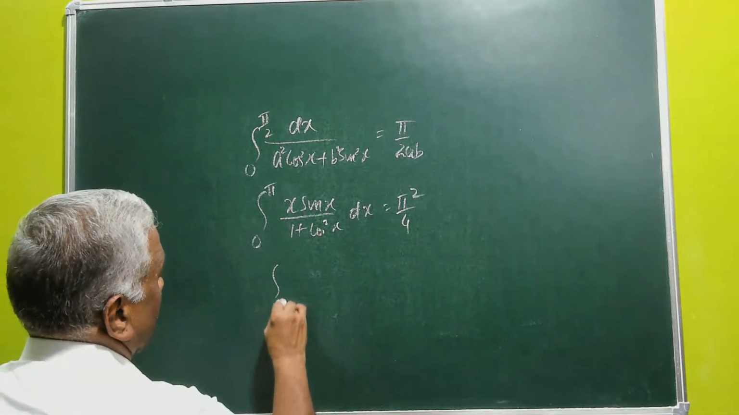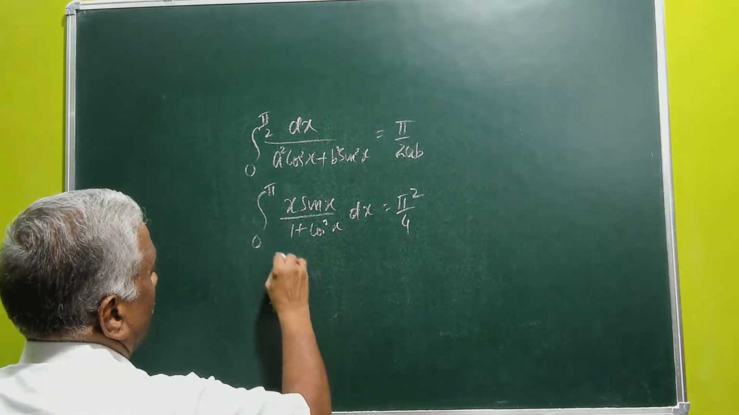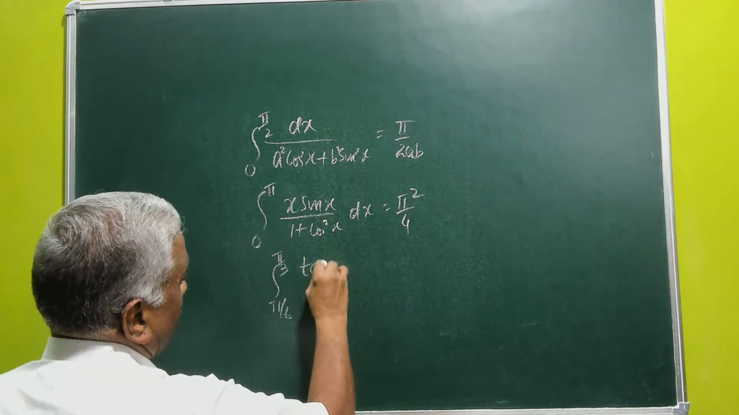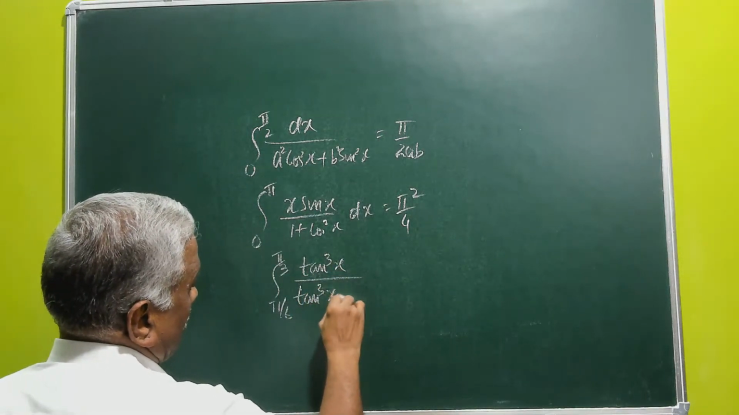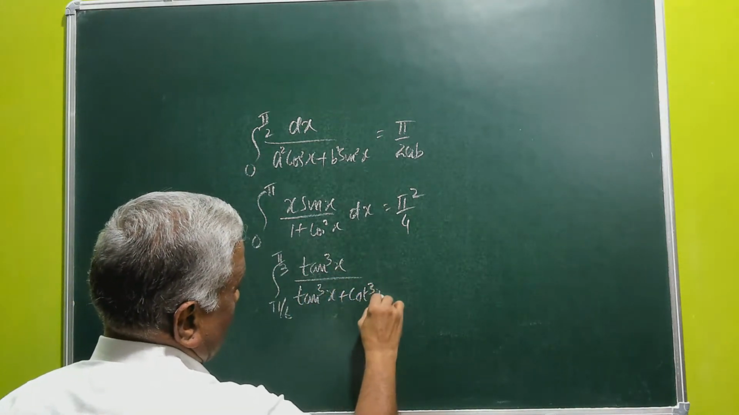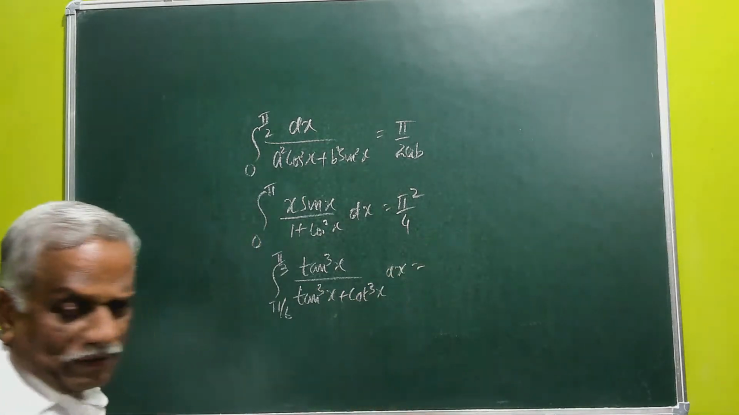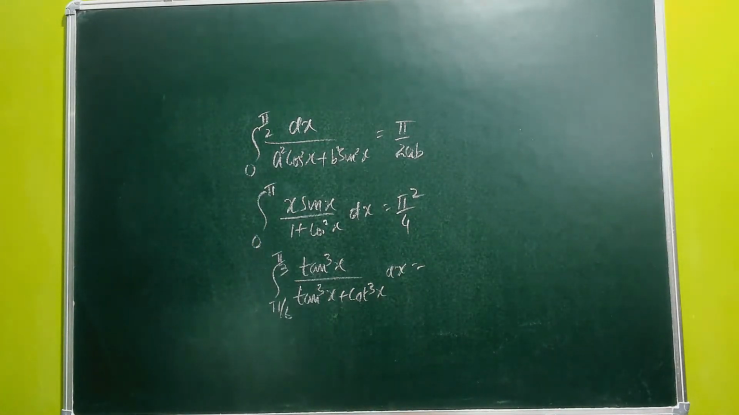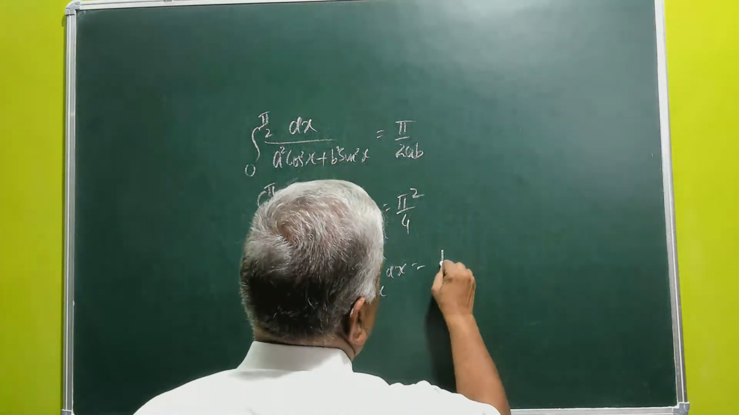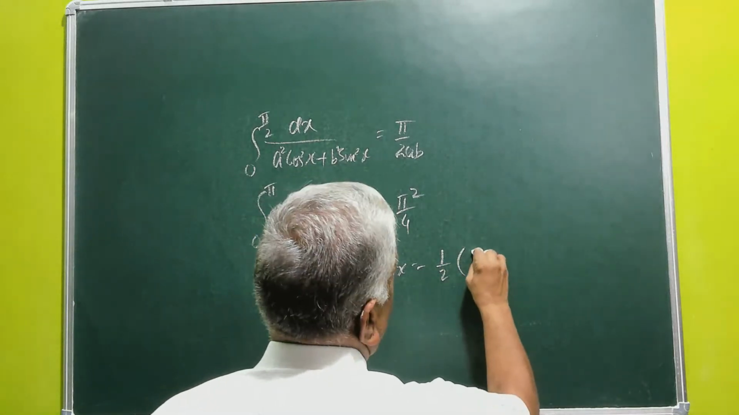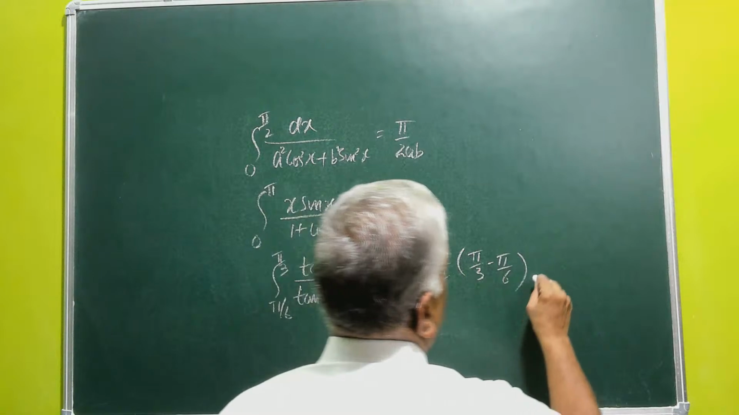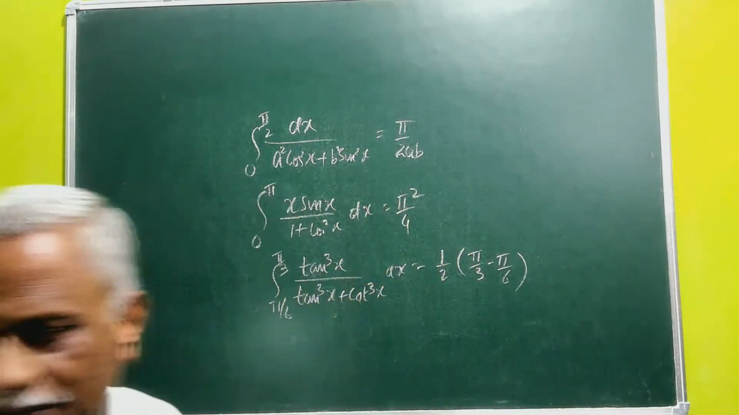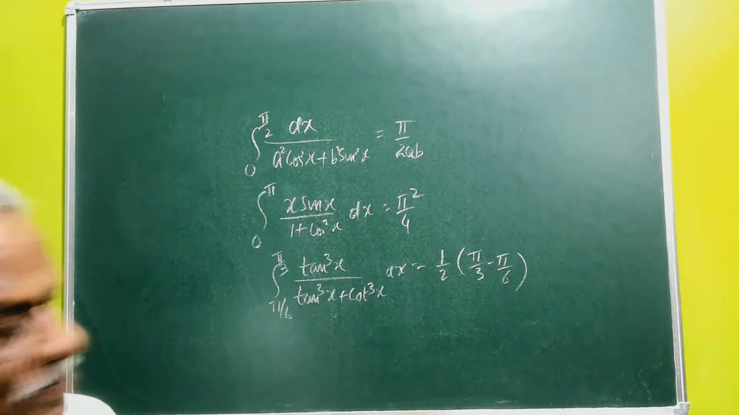Pi by 6 to pi by 3, tan cube x over tan cube x plus cot cube x. Of course, I could have taken n also. This is equal to half of pi by 3 minus pi by 6 into pi by 4. That's equal to pi by 2.